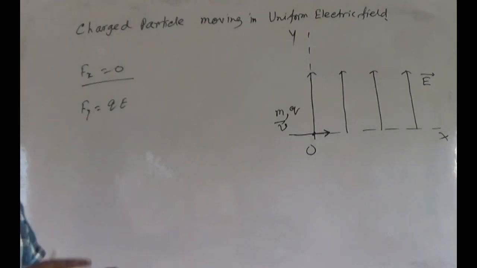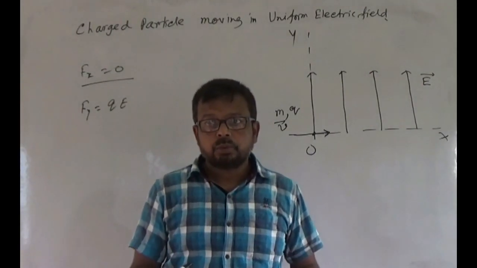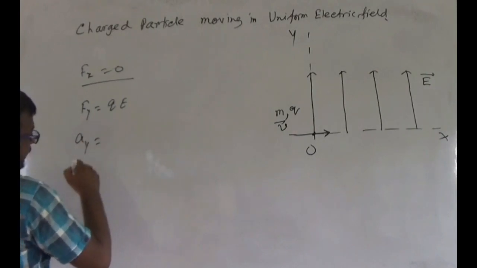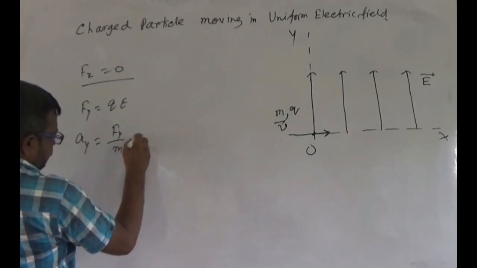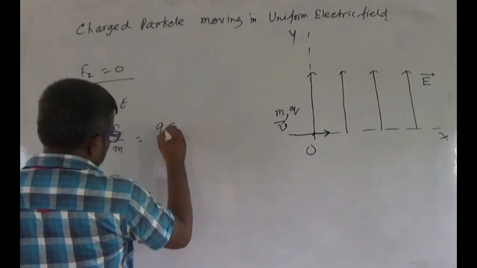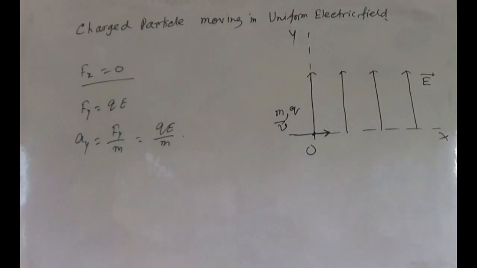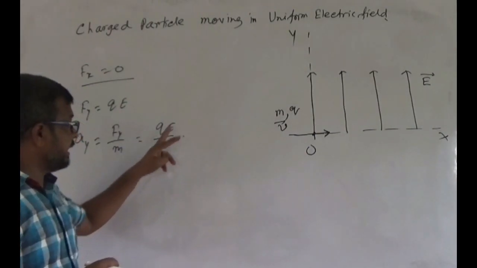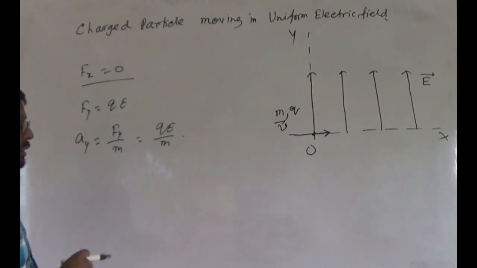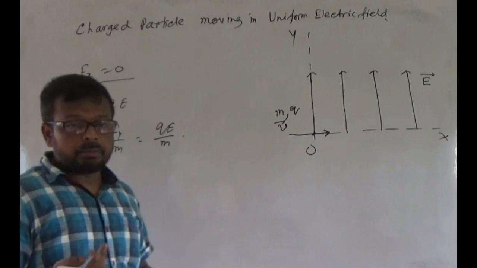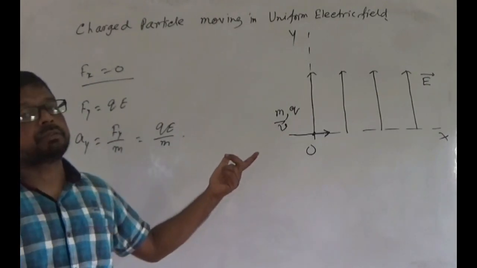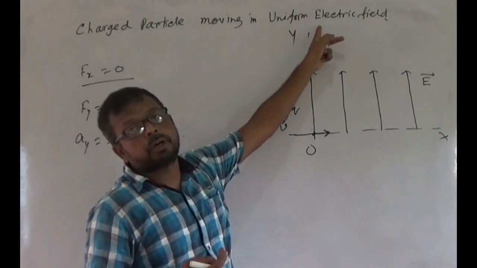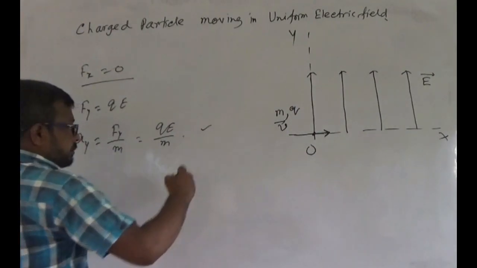If there is a force, then there will be acceleration. This force will accelerate the charge in the y direction. Therefore, acceleration along y direction is Fy by m. That means qE divided by m is the acceleration along y direction. And this acceleration is fixed, since q is fixed, m is constant and E is also constant throughout the region. Since E is uniform. If E is not uniform, then the acceleration will change. But our discussion is on the uniform electric field. So this acceleration is constant.